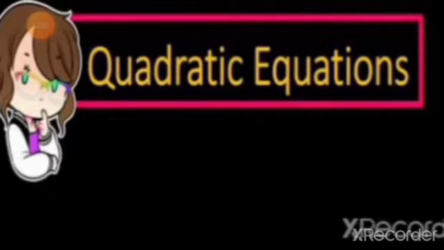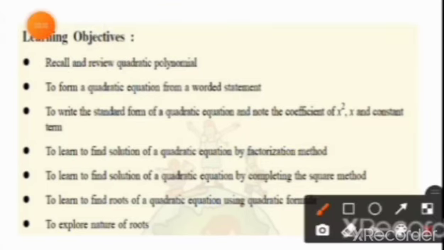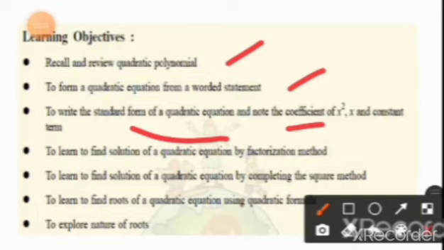In this chapter, we will understand, recall and review quadratic polynomial to form a quadratic equation from a worded statement, standard form of the quadratic equation, and note the coefficients of x square, x, and constant term. We will find the solution of the quadratic equation by three methods. One is factorization method, second is by completing the square method, and third is by using quadratic formula. And also we will explore the nature of the roots.